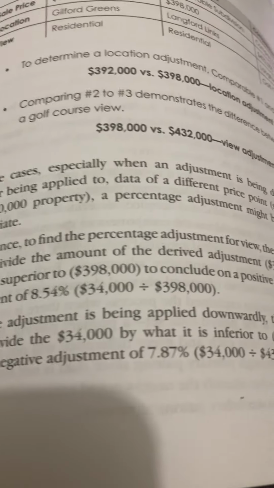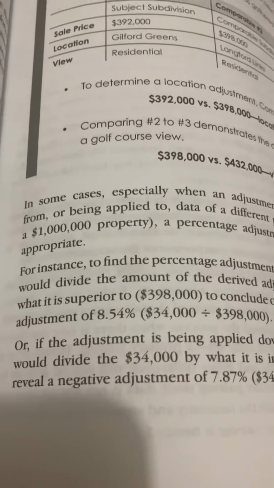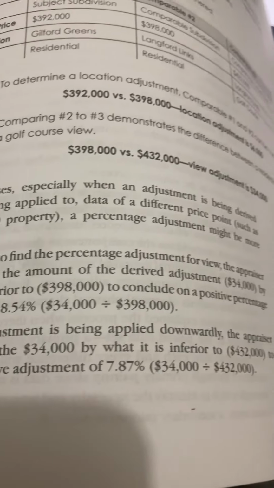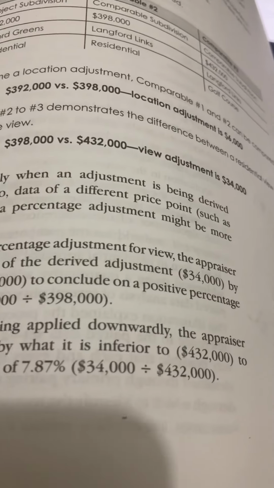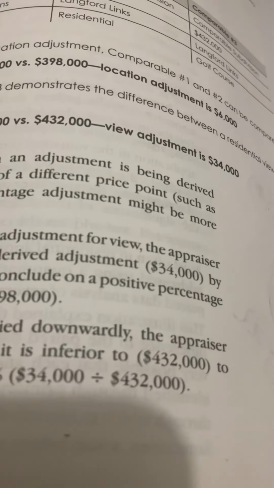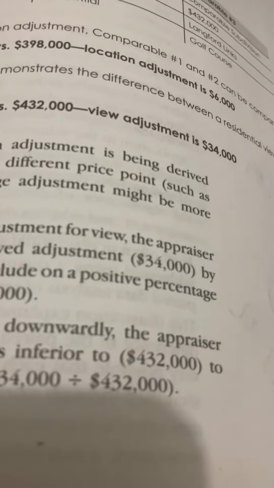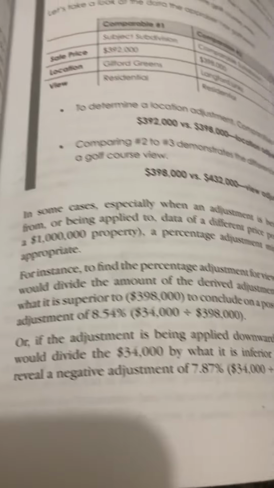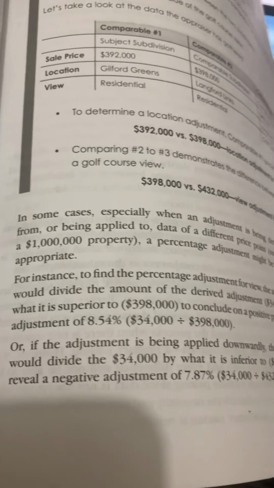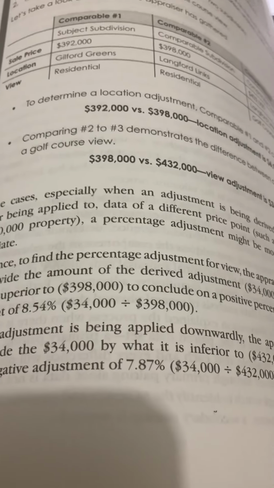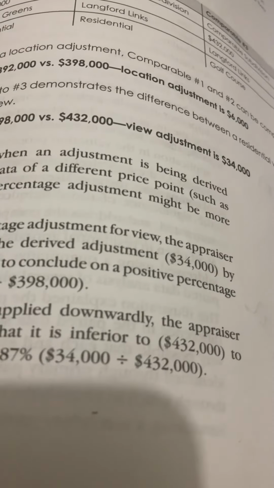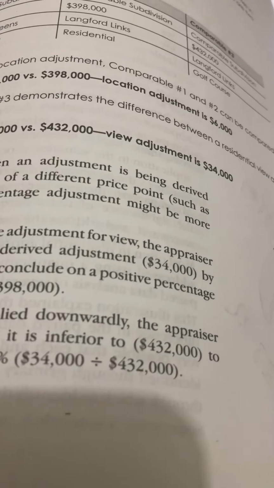Or if the adjustment is being applied downwardly, the appraiser would divide the $34,000 by what it is inferior to. For instance, the $432,000 Comp 3 sale, to reveal a negative adjustment of 7.87%. $34,000 divided by the bigger sale price of $432,000.